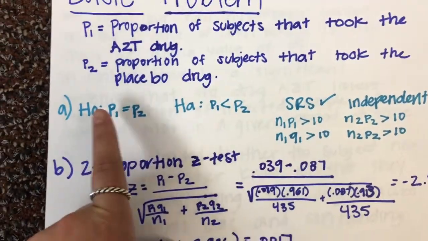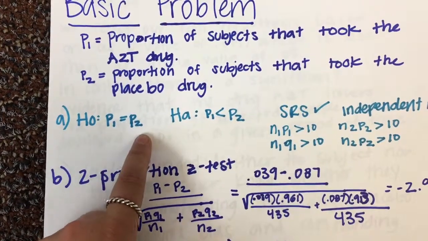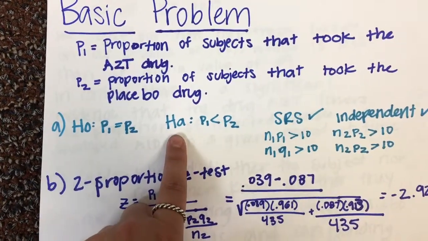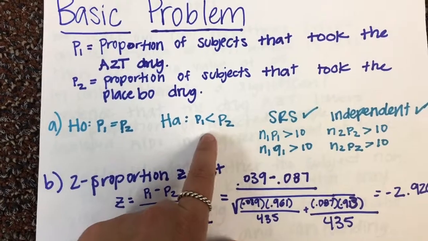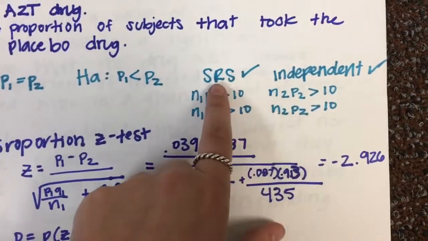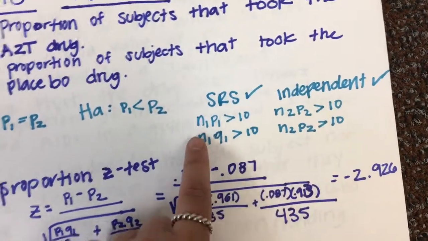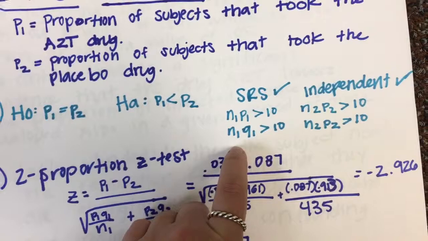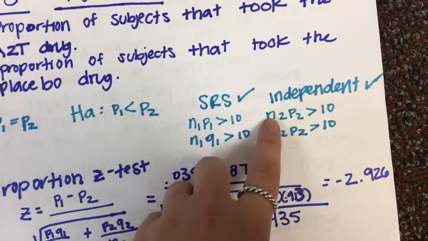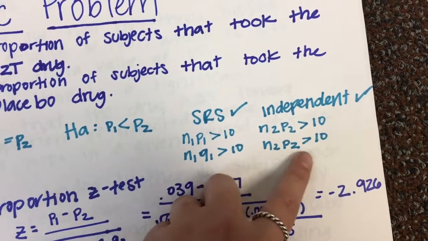And then for A, it wants to know the hypotheses. So for my null hypothesis, I put P1 is equal to P2. And for my alternative hypothesis, I have P1 is less than P2. And also, in order to make sure that we can safely use the Z procedure, we want to check our assumptions. Our assumptions are that it is a random sample, they are independent of each other, and N1P1 is greater than 10, N1Q1 is greater than 10, N2P2 is greater than 10, and N2Q2 is greater than 10.